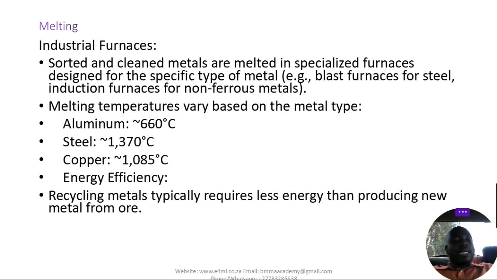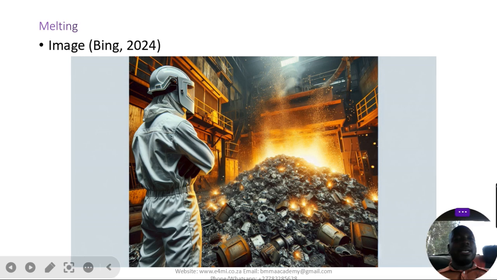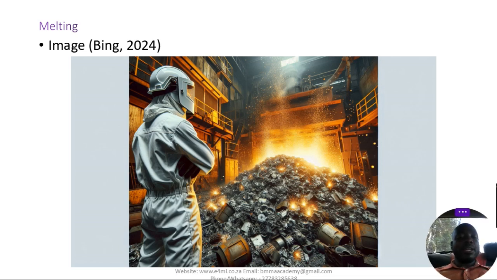So recycling metals typically requires less energy than producing metal from iron ore, because that is going to need almost double the temperatures that we see displayed here on the screen. So after melting, the metals are going to turn into liquid. You melt them here in the blast furnace. This is the one. This is the industrial scale.